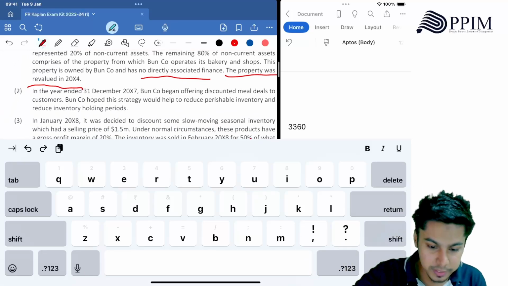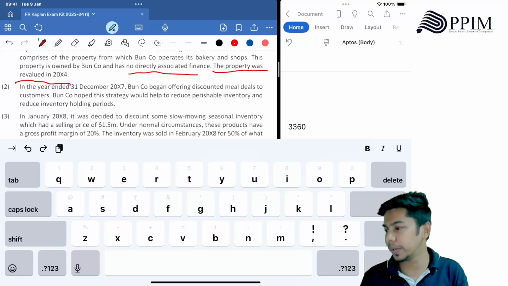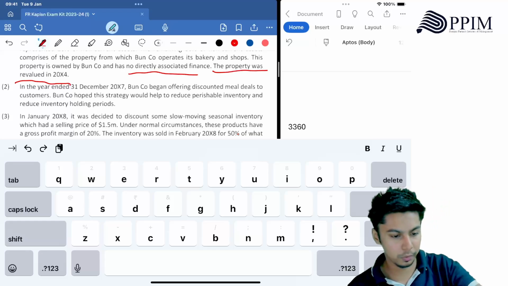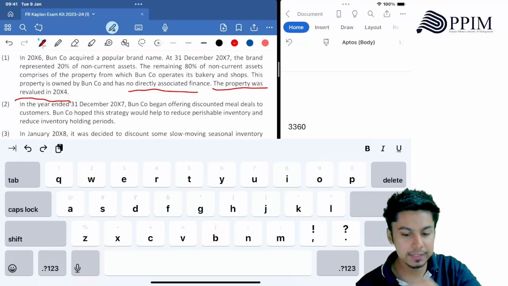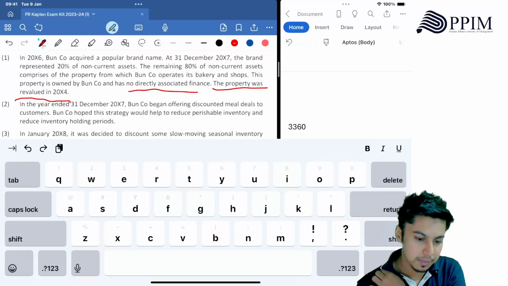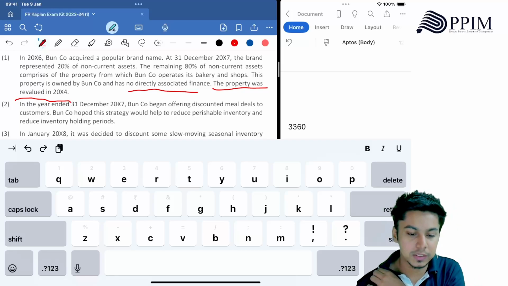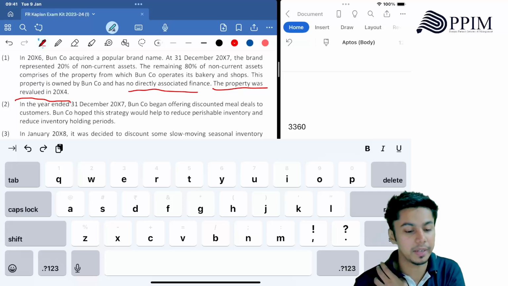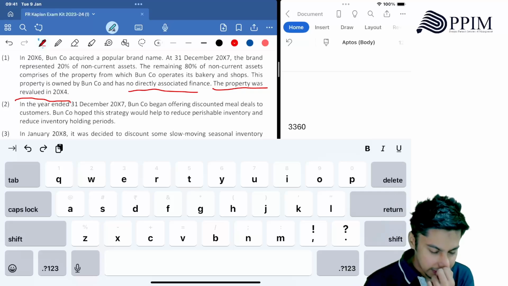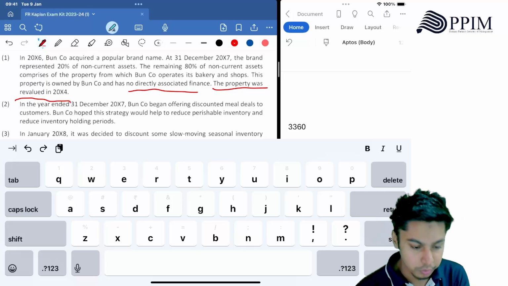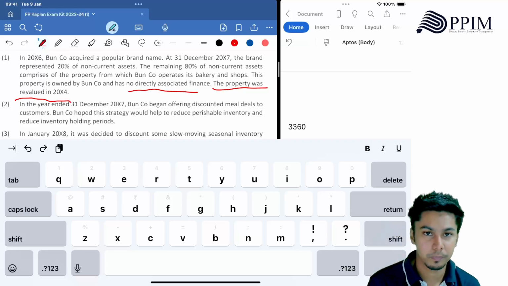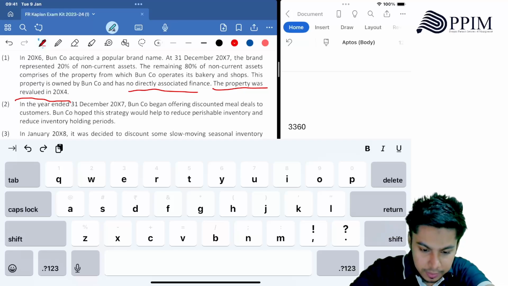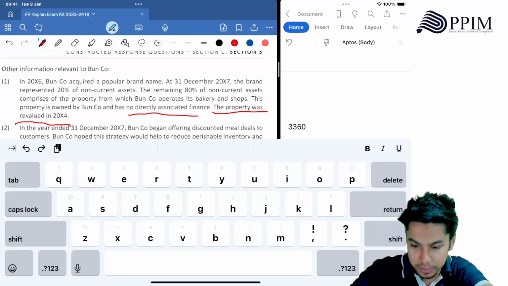Right. Next one, guys. Go to Roman number 2. In the year, Bun began offering discounted meals to customers. Bun has hoped that this strategy will help to reduce perishable inventory and reduce the inventory holding period. So they have gone with a new strategy to give discounted items. And here we have a stock loss as well.